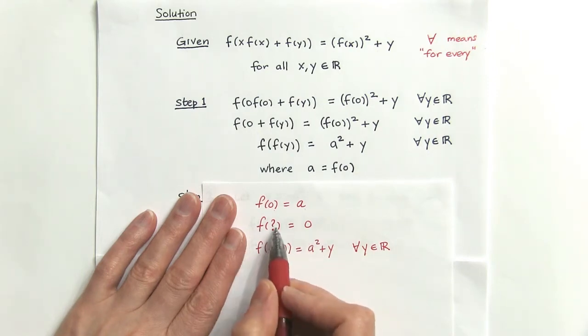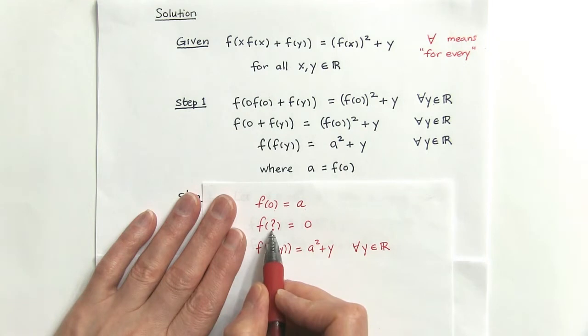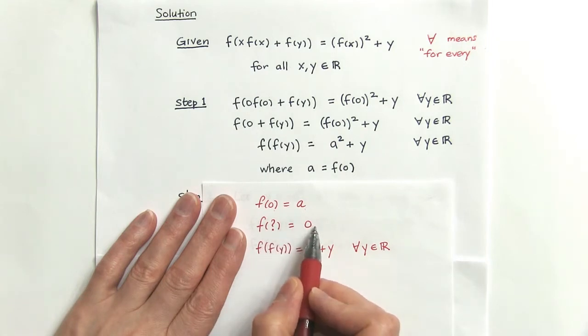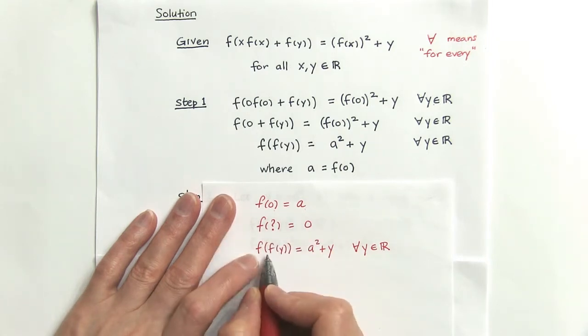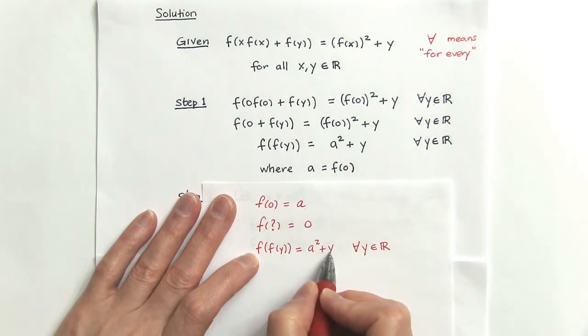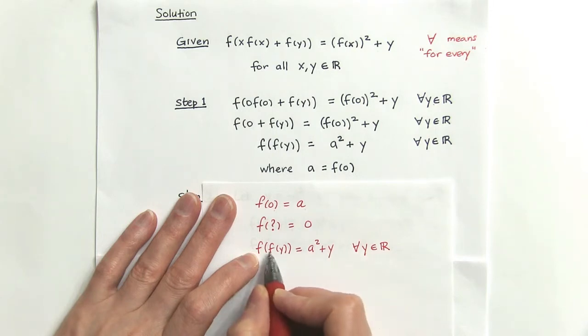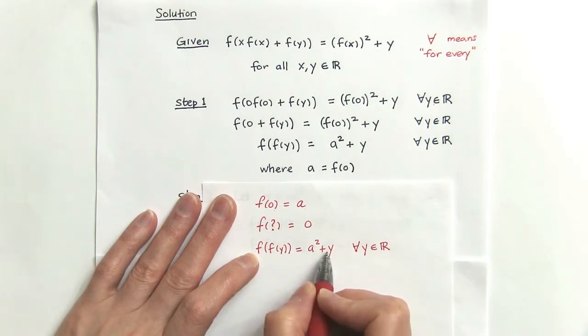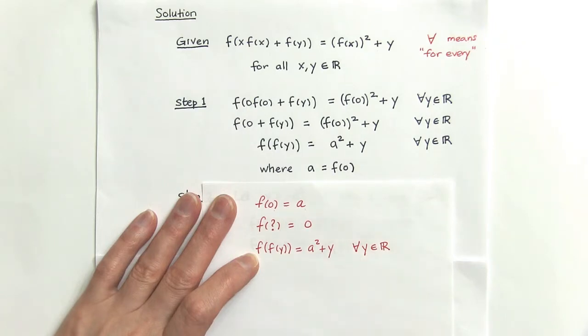What about my second question on my list? Is there a number that maps to 0? Looking here, I see I could do it. If I could set y equal to minus a squared here, this would become f at y is the number that I would plug into f to get 0. So that's what I'm going to do in step 2, like this.